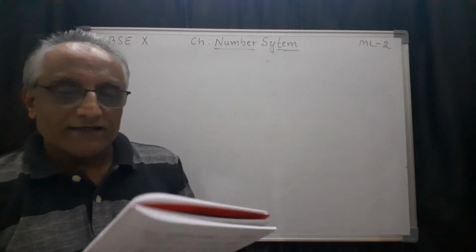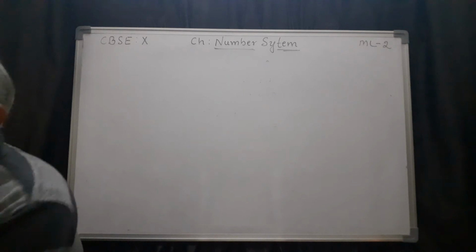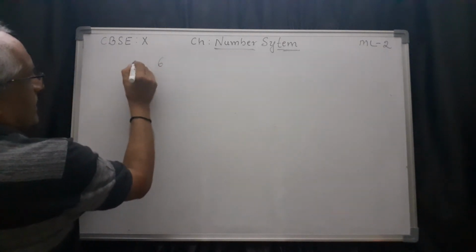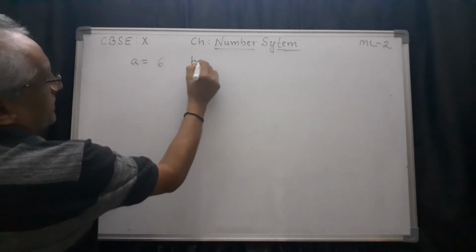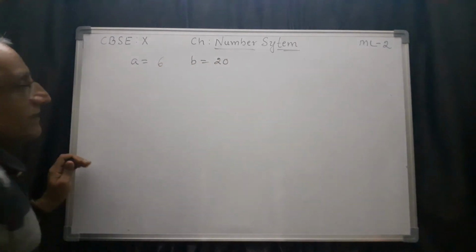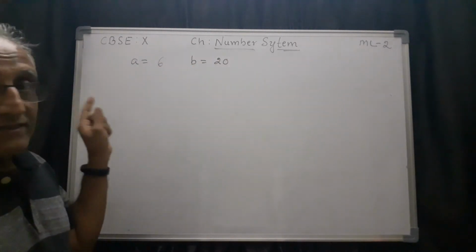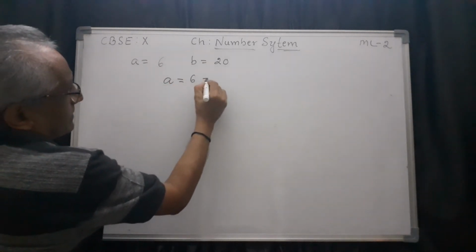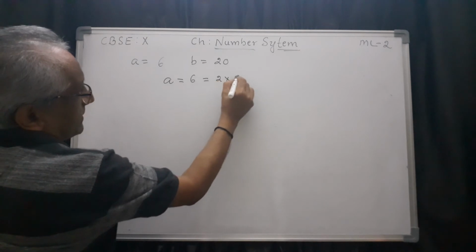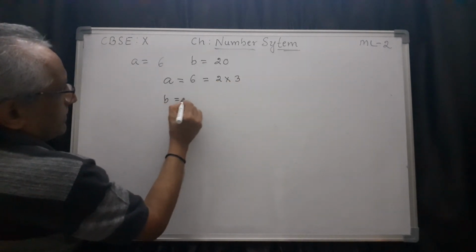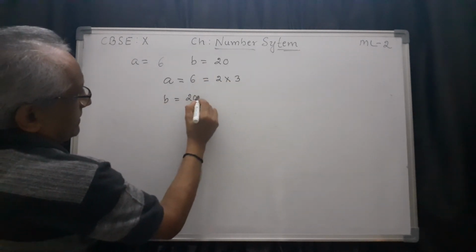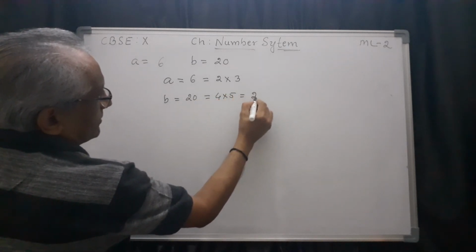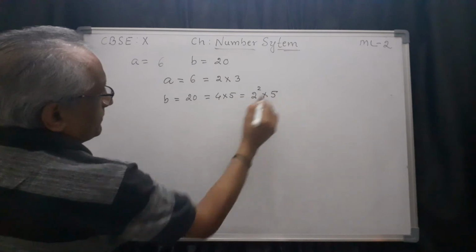So this is the example. Find the HCF of 6 and 20. HCF and LCM together. So a equal to 6, b equal to 20. I have to find HCF and LCM using this method. Therefore I have to write a equal to 6 can be written as 2 into 3, and b, this can be written as 20, that is equal to 4 into 5, but 4 into 5 is 2 square into 5.